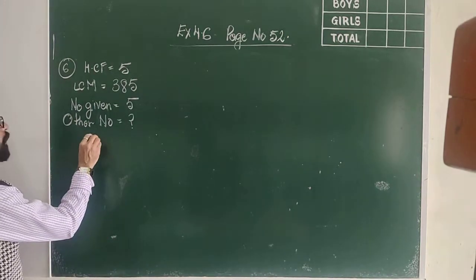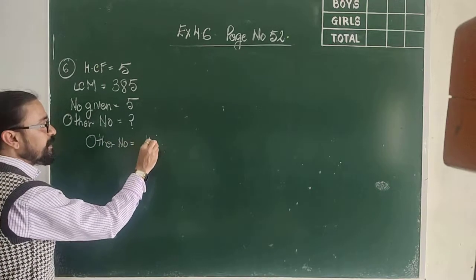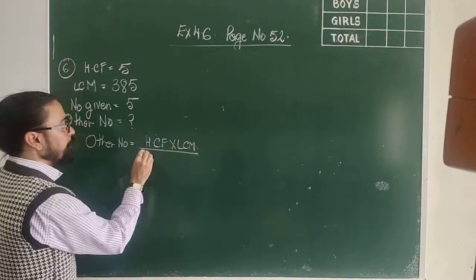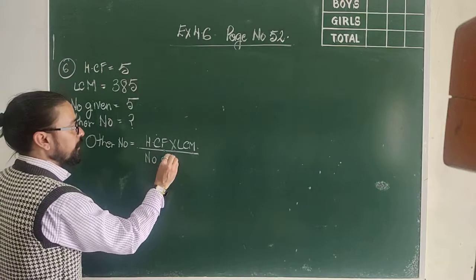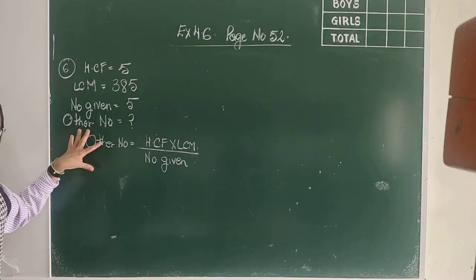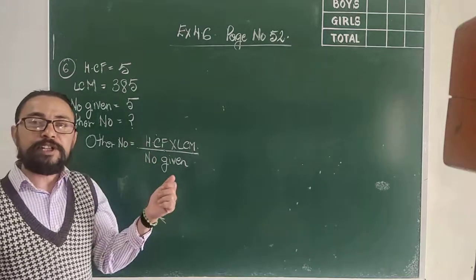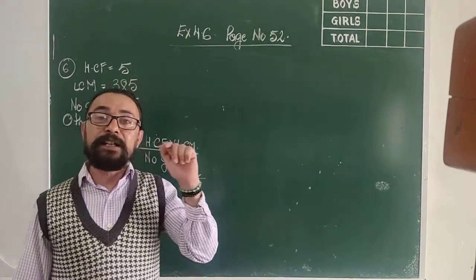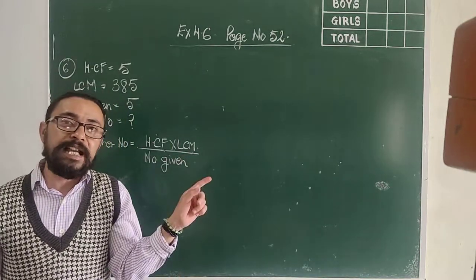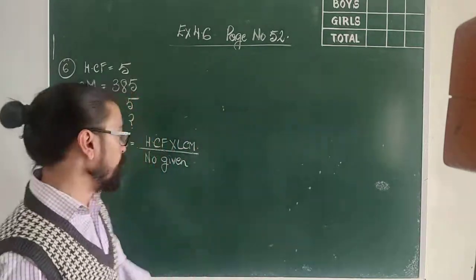To find the other number, you have to put the formula. The other number will always be equal to the HCF multiplied by the LCM and divided by the number that has been given. So I have these three, and these three are going to help me to find the other number using the formula. If I am finding HCF, then multiply the two numbers and divide by LCM. If I am finding LCM, then multiply the two numbers and divide by HCF. These three formulas you must know.